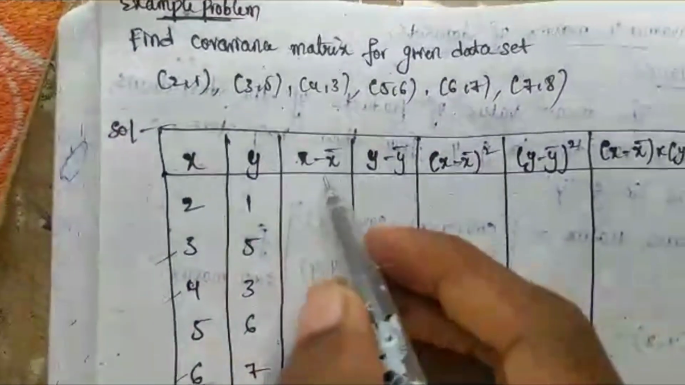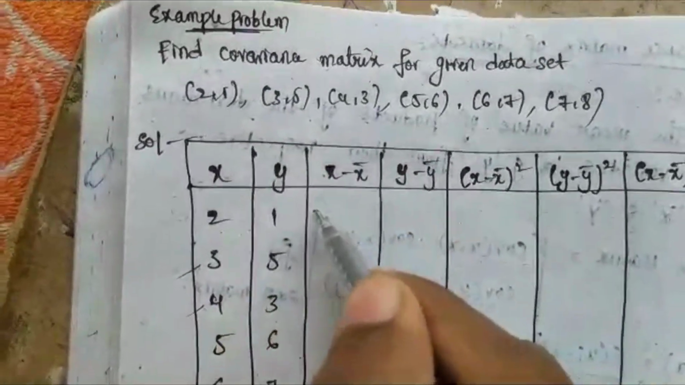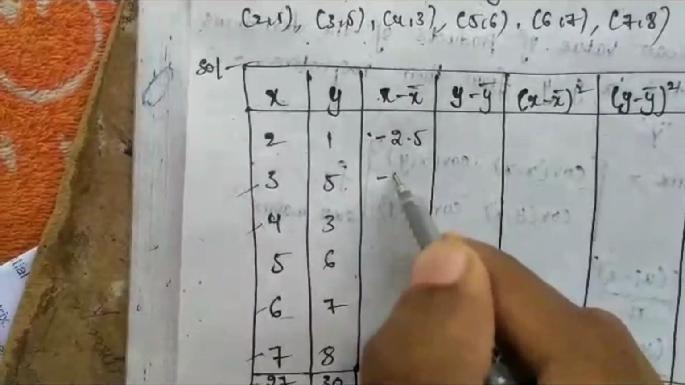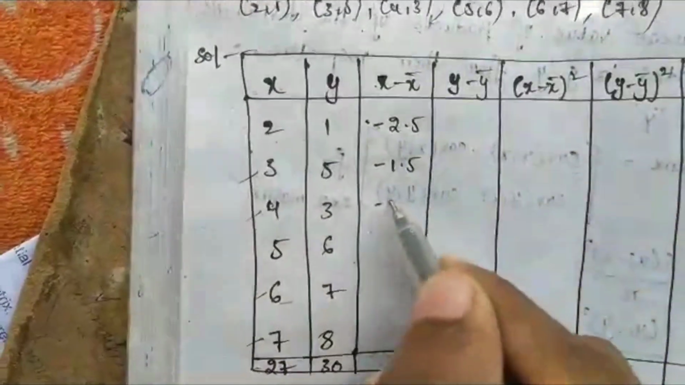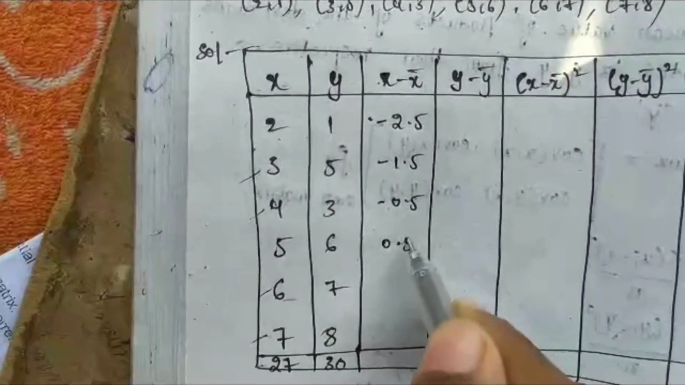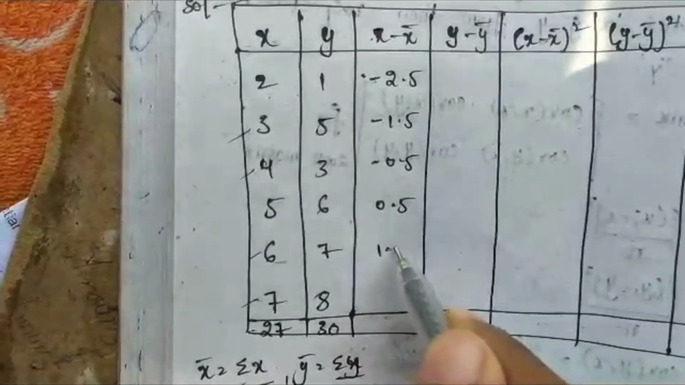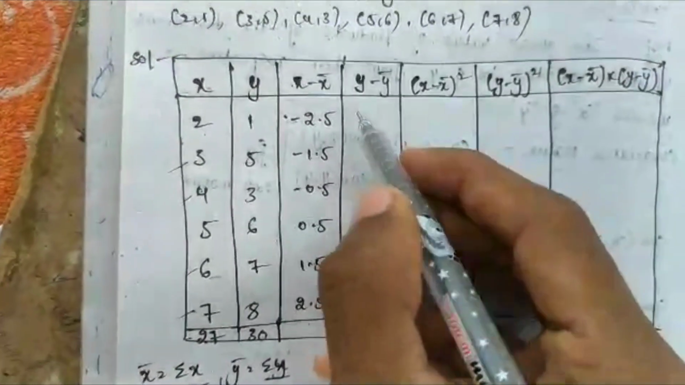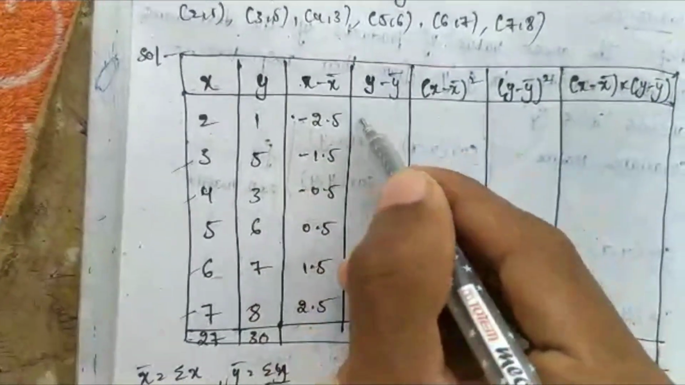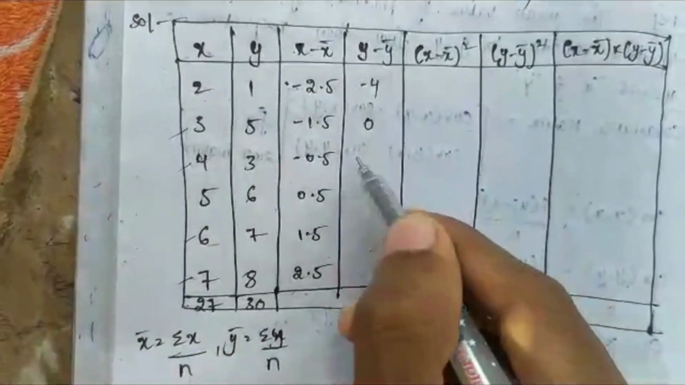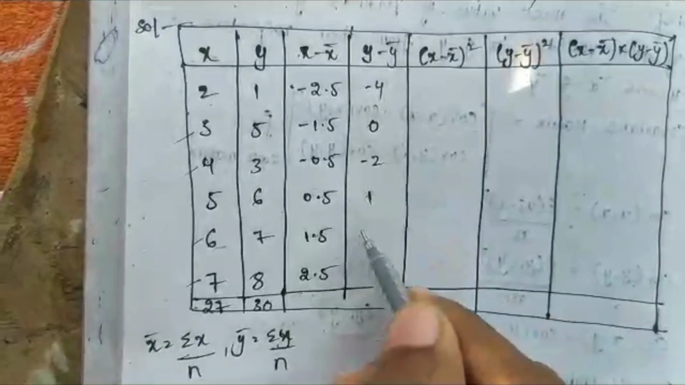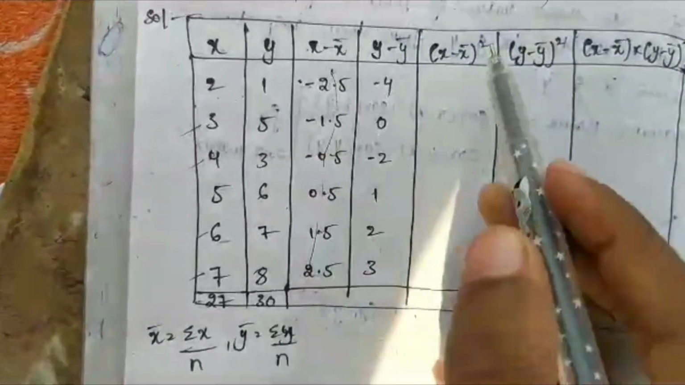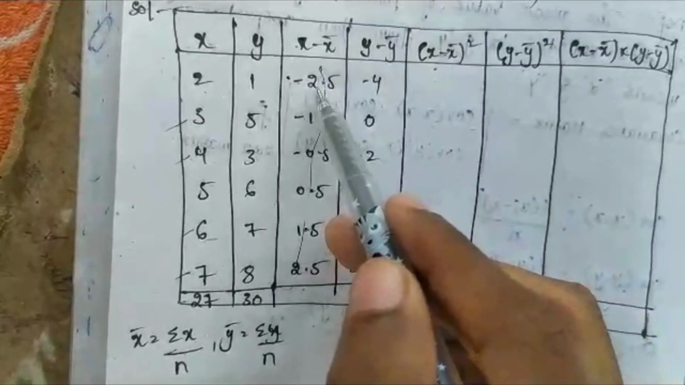Here we subtract the x bar value from the x variable. Here 2 minus 4.5 means minus 2.5, 3 minus 4.5 means minus 1.5, 4 minus 4.5 means minus 0.5, 5 minus 4.5 means 0.5, 6 minus 4.5 means 1.5, 7 minus 4.5 means 2.5, and we subtract the y bar value from the y variables. 1 minus 5 means minus 4, 5 minus 5 means 0, 3 minus 5 means minus 2, 6 minus 5 means 1, 7 minus 5 means 2, 8 minus 5 means 3. Here the xi minus x bar values are here.